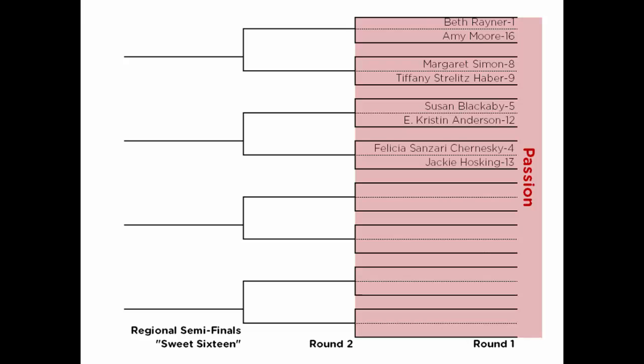4 seed Felicia Sanzari Chernesky versus 13 seed Jackie Hosking. 6 seed Anne McGee versus 11 seed J.J. Close. 3 seed Helen Kemp-Zaks versus 14 seed Susie Sawyer. 7 seed Amelia Shearer versus 10 seed Robert Schechter. And finally, 2 seed Patty Richards versus 15 seed Carissa Minna. And that's the entire lot.